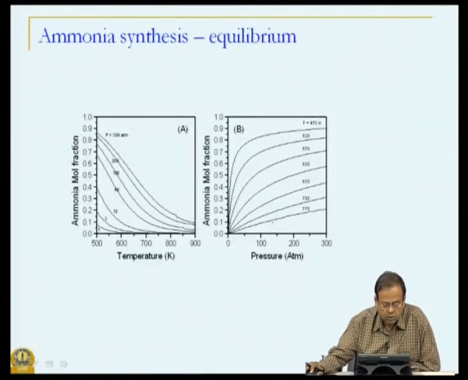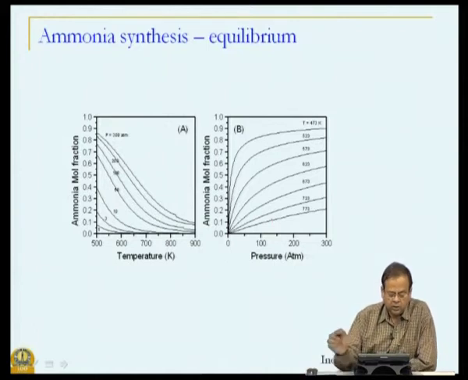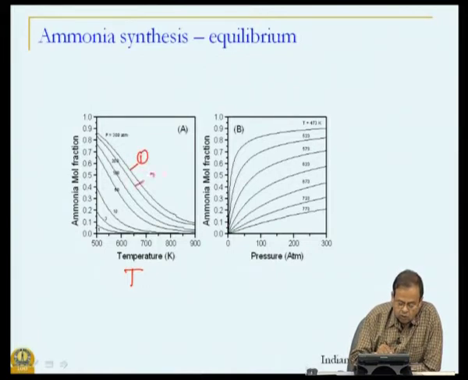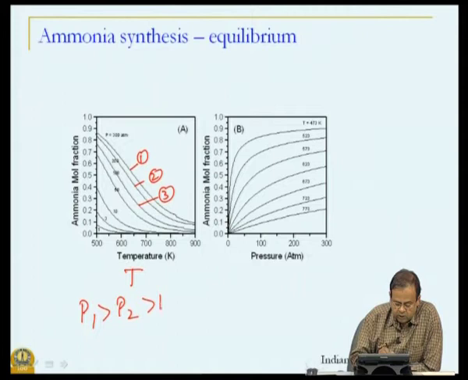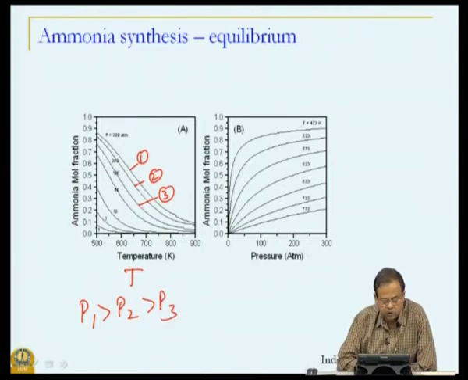So, let us look first at the thermodynamic aspect. What we are seeing here is the temperature on the x axis and the ammonia mole fraction, that is, the equilibrium relationship, for different pressures, let us say 1, 2 and so on, where pressure 1 is greater than pressure 2, greater than pressure 3. These are in fact 300 atmospheres, 100 atmospheres and so on.